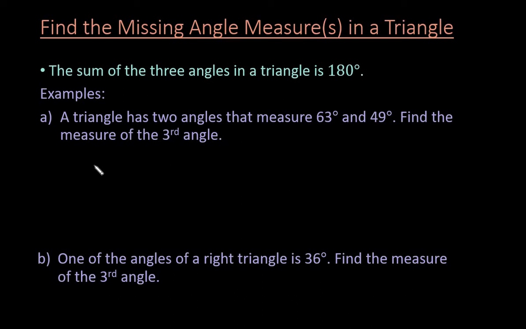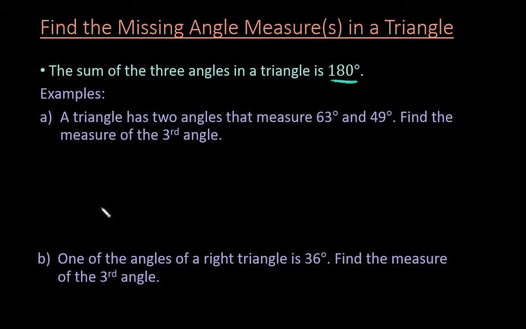Hi, for this video I want to go through several examples of finding missing angle measure or measures in a triangle. Okay, so the one thing that you do want to remember is that the sum of the three angles of a triangle is always 180 degrees. So that's the value that we will be working with.